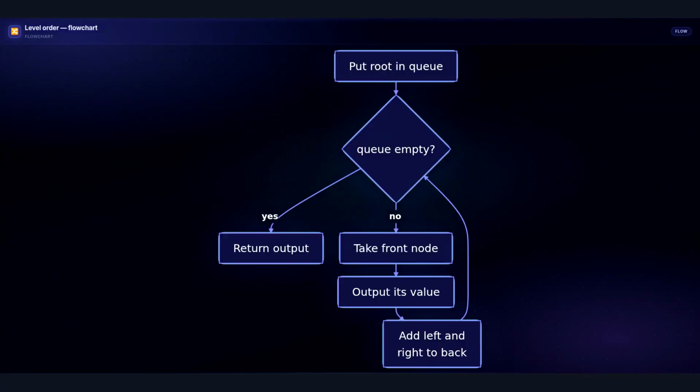We start with the root in the queue. While the queue is not empty, we take the front node, output its value, and add its children to the back, then loop again. When the queue is empty, we return the collected values.